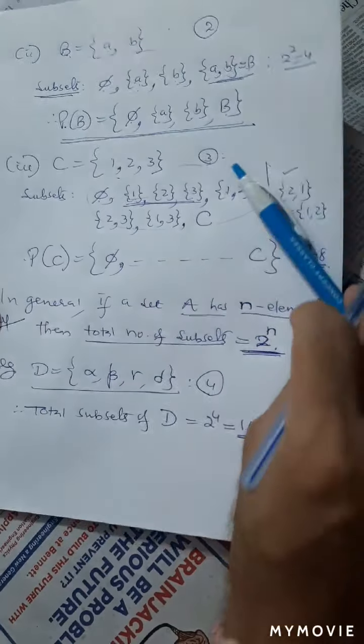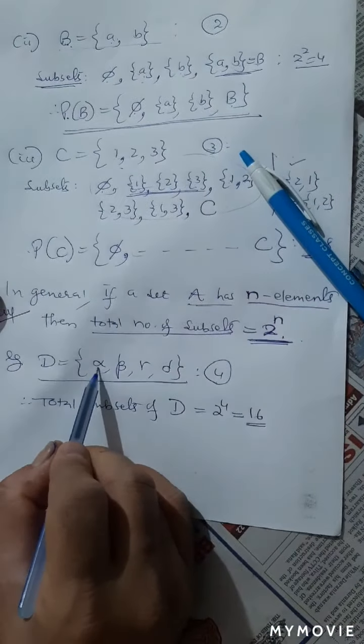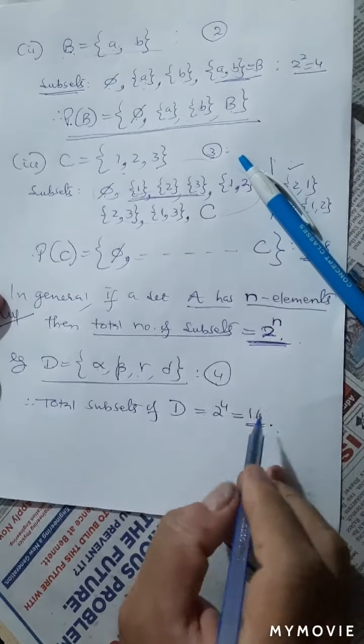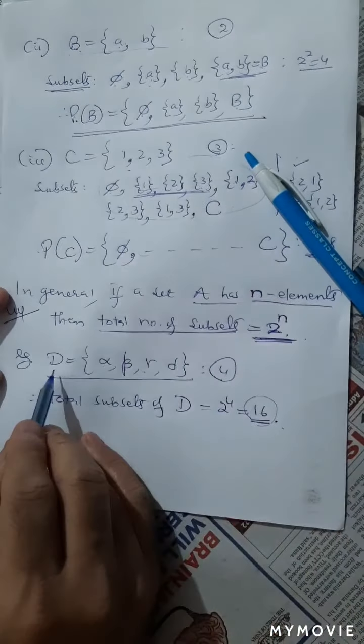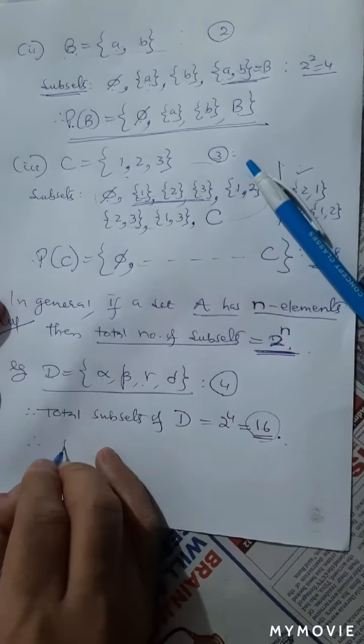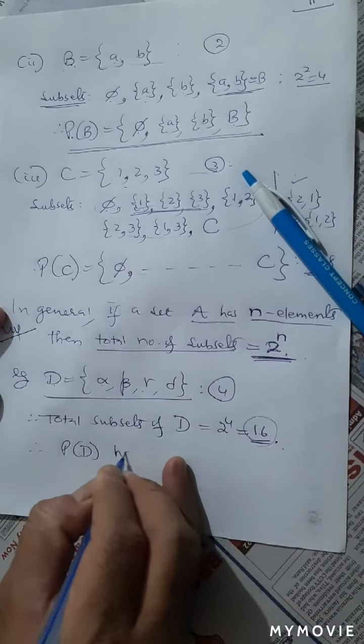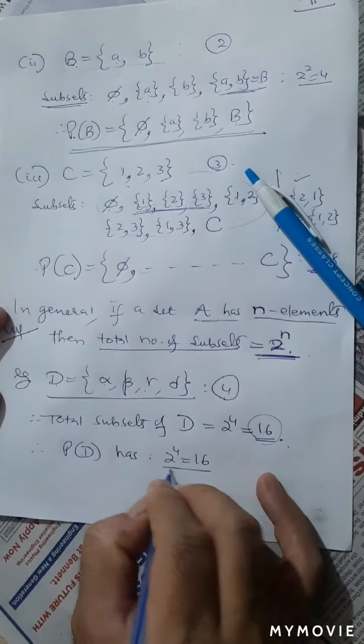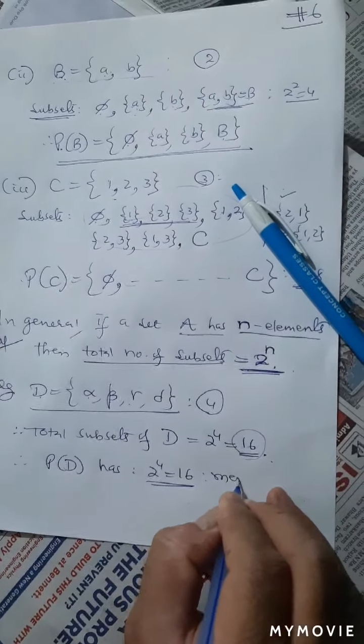Right? If you want, you can list out phi, then singleton alpha, singleton beta and so on. So this way we have the power set. Therefore the power set of D has 2 raised to 4, which is 16 members.